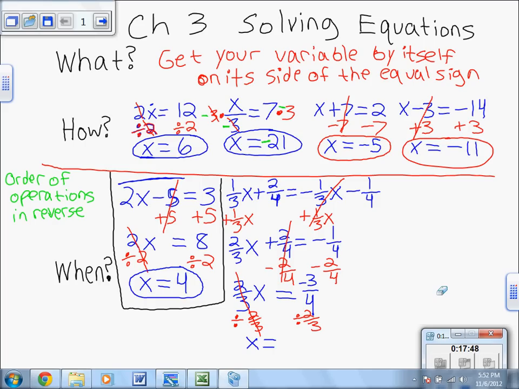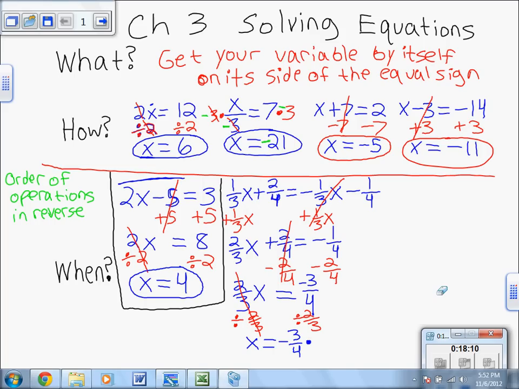Some of you remember it as keep, change, flip, which is a little way to remember it. Some of you remember it as just remembering how to divide by a fraction. You know when you divide by a fraction, you multiply by that fraction's reciprocal. No matter what way you think of it, you write it like this. Negative 3 over 4 stays negative 3 over 4. That division becomes multiply.